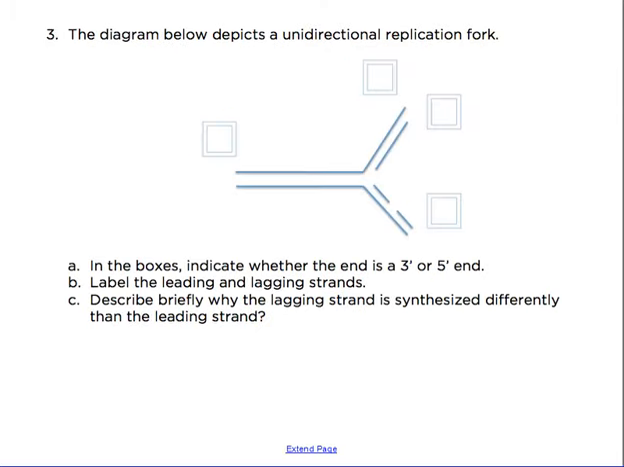Problem 3. The diagram below depicts a unidirectional replication fork. In the boxes, indicate whether the end is a 3' or 5' end. So these two boxes on the right are actually talking about the newly synthesized strands. Now remember that all DNA strands are synthesized in the 5' to 3' direction. And if this is a replication fork, that means that replication is happening to the left.